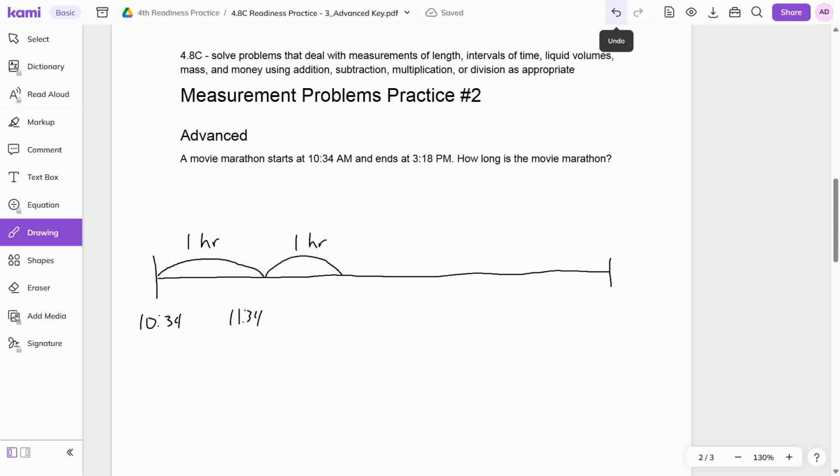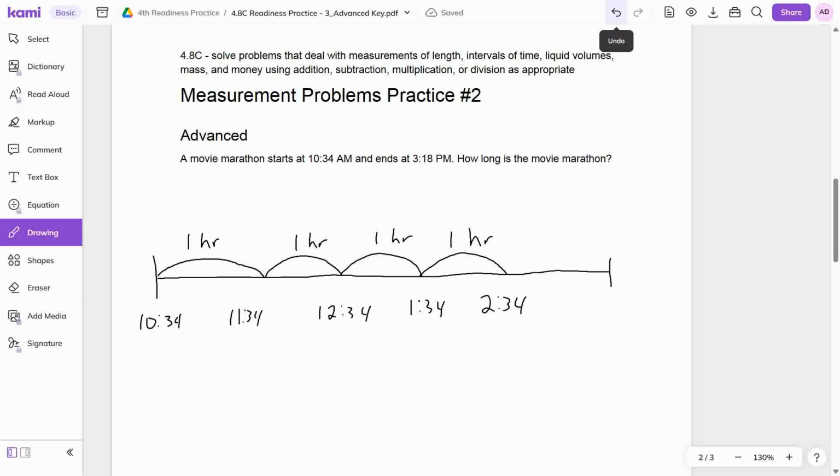It's another hour. So this is 12:34. It's another hour. I've got 1:34. Got another hour, 2:34. So I'm just taking 1 hour jumps. If I do another hour, that would get me to 3:34. So too small. So now I want to do jumps that are going to get me up to that 3:18.